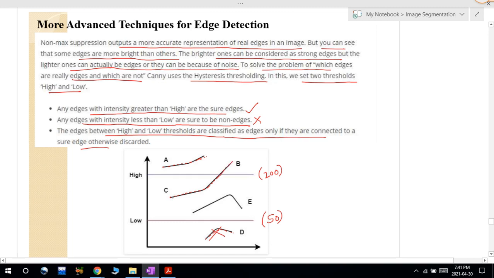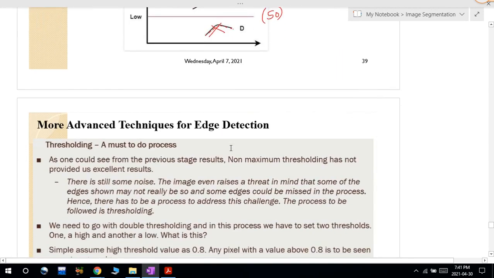So directly I can say this C to B is also an edge. This is also an edge I will consider. This also I will consider. But if I am taking these edge points, these are not connected to the strong edge, so I can discard these also. So this technique is called hysteresis thresholding.